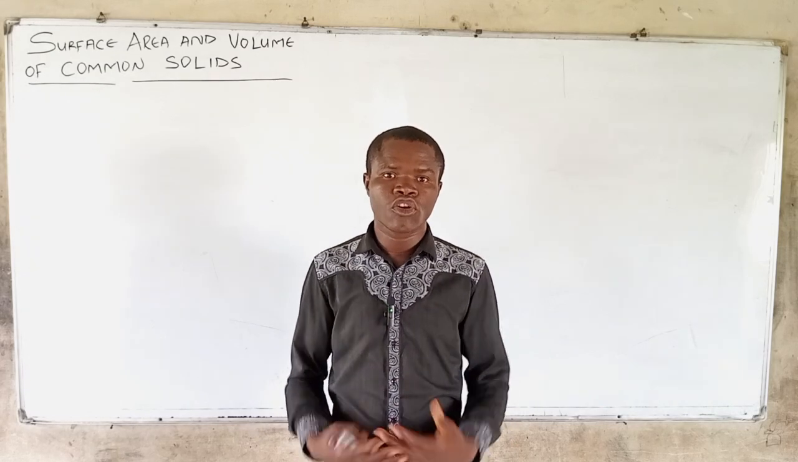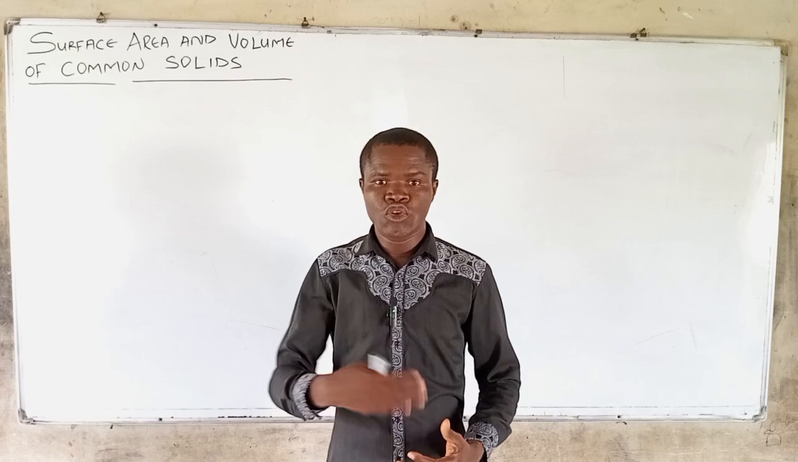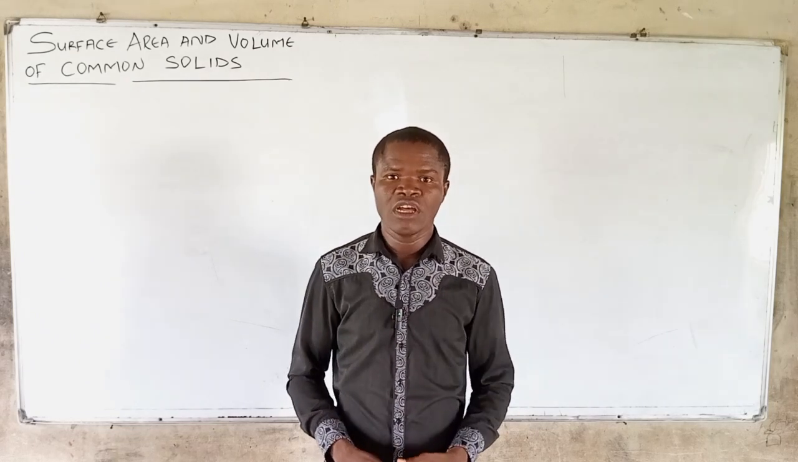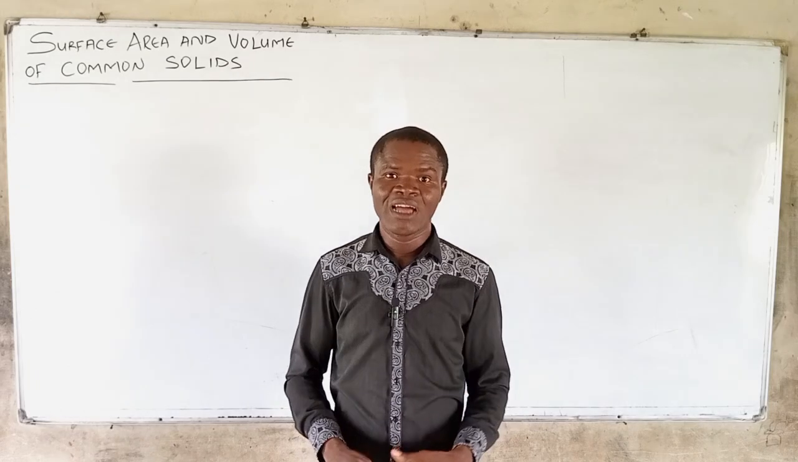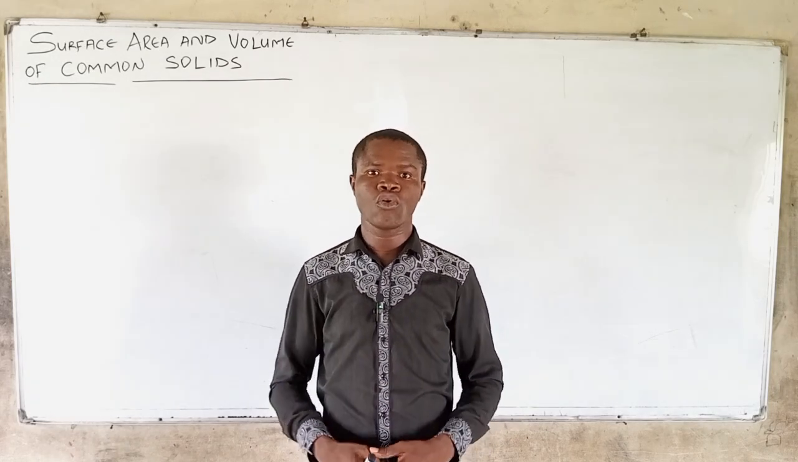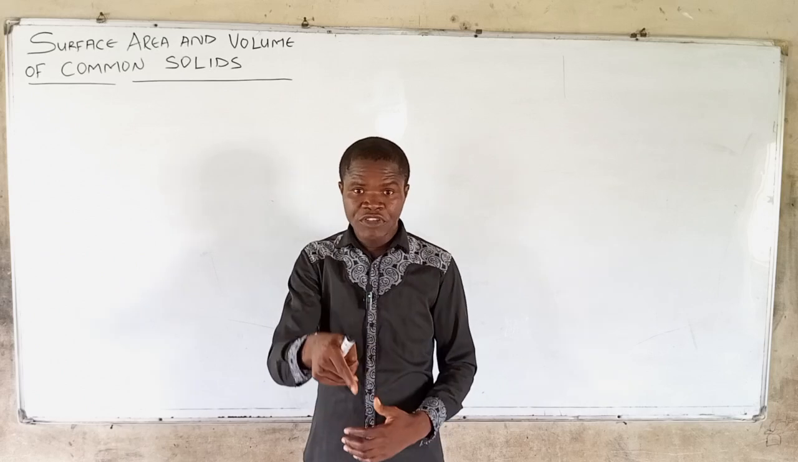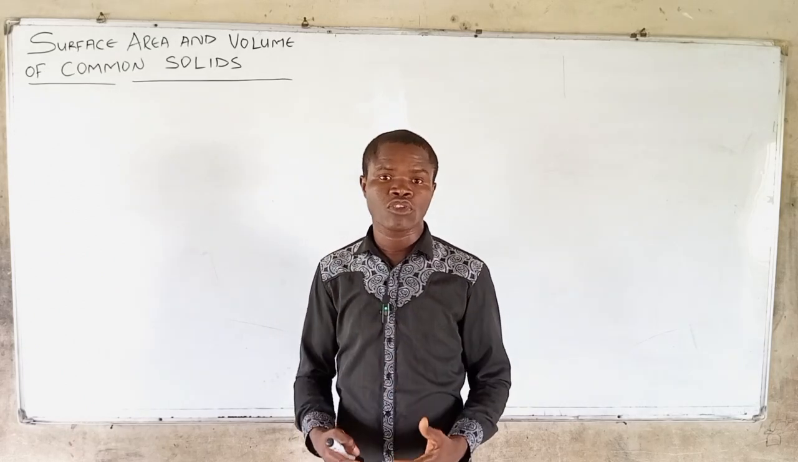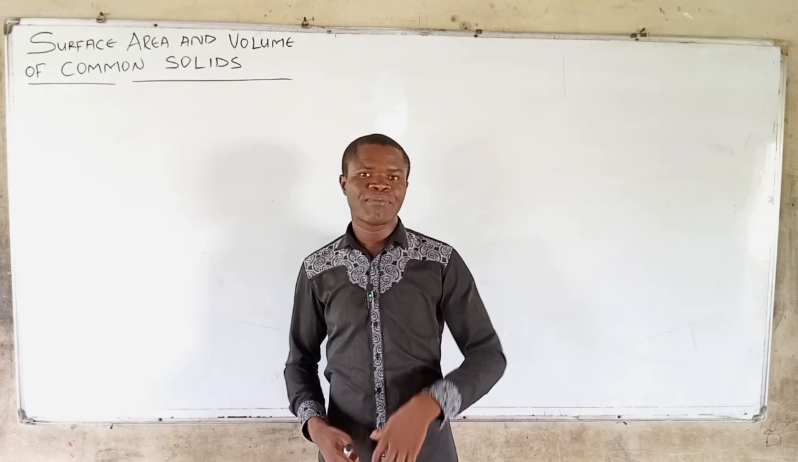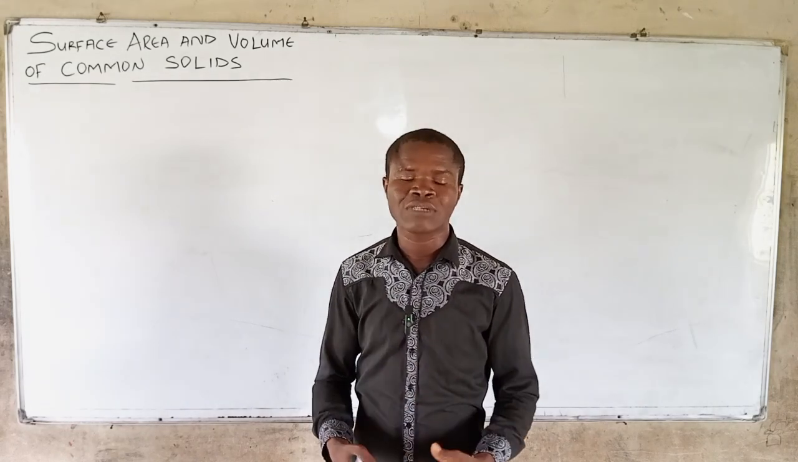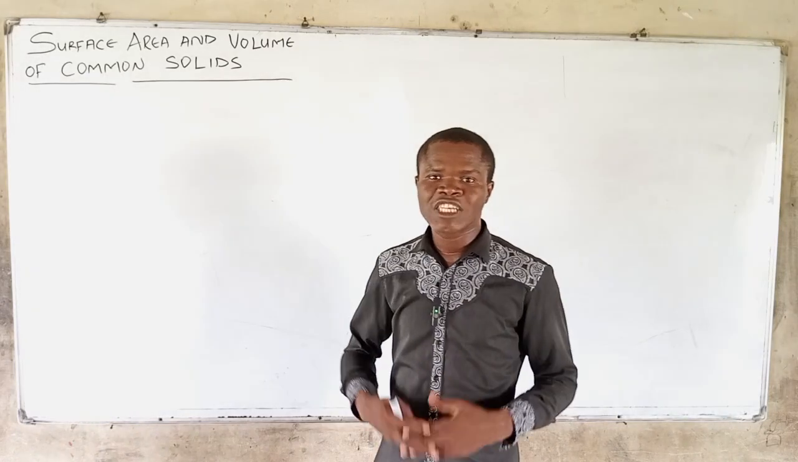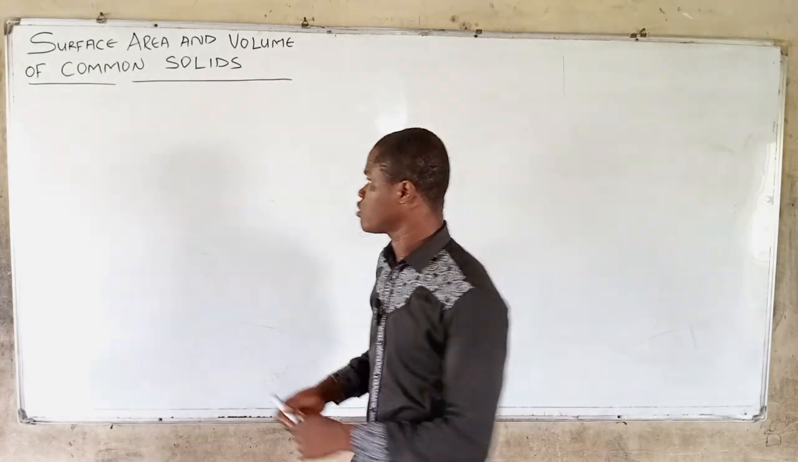Solid shapes include the cube, the cuboid, the sphere, the cone, the cylinder, the pyramids, and so on and so forth. So for today's video, I'm going to be taking you through calculations on the cylinder. And in my next video, I'll be taking you through calculations on the pyramid. So let's begin with the cylinder.